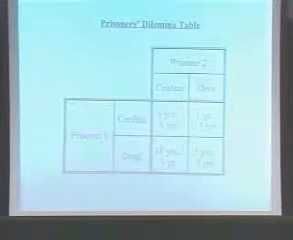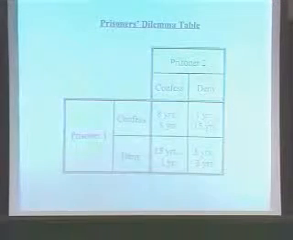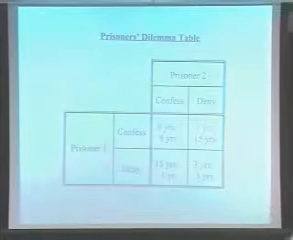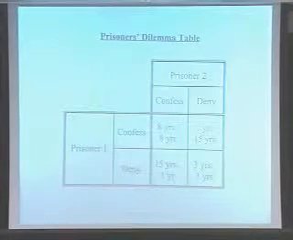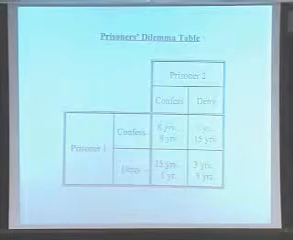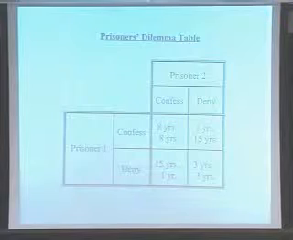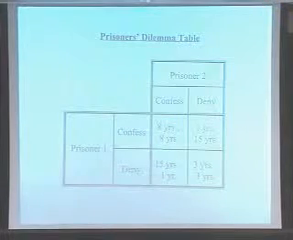Okay. If you take a look at this, obviously the best thing for the pair of them together is to be down here, where they each get a 3-year sentence. But think about it as if you were one of these prisoners. You don't know what your partner's going to do.